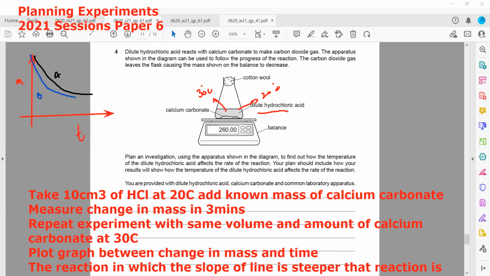It is obvious higher will be faster, but that is not what earns the mark. The main thing is the planning of the experiment. The question is, your plan should include how your result will show how the temperature of hydrochloric acid affects the rate. So we should plot a graph of mass against time, and the one which shows a steeper slope means that reaction is faster. And it is obvious the one at a higher temperature, for example, B is at 30 degrees and A is at 20 degrees.